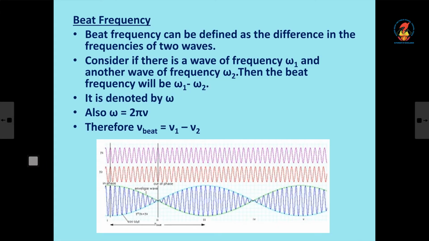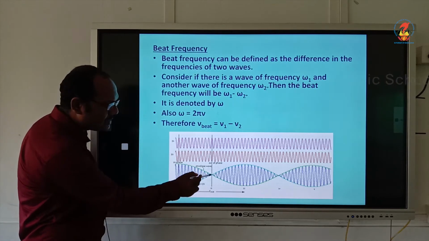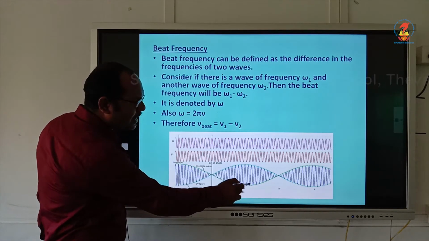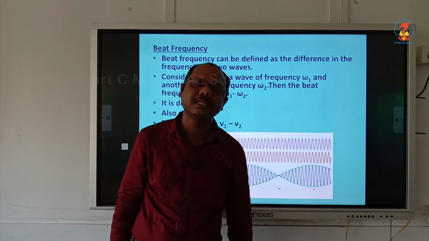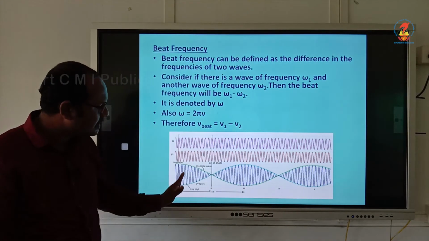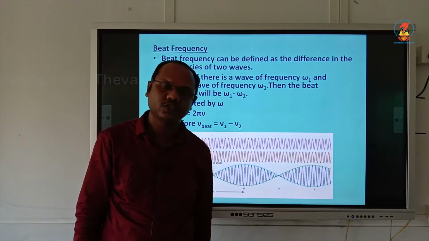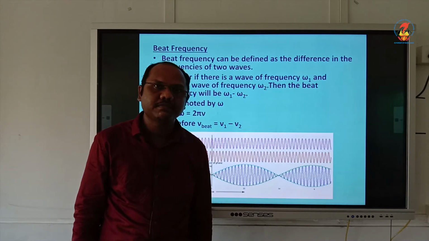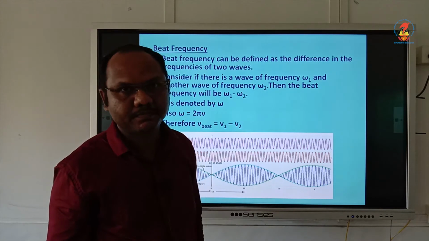When they superimpose, you can see there is a variation in the sound. There is maxima at one point and minima at the other point. That means in this region you will get a high amplitude of sound, and in this region low amplitude, and here again high amplitude, low amplitude, high amplitude, low amplitude, like that it will go. So, maxima, minima, maxima, minima, like that it goes. Okay. So, one maxima and one minima, that is called one beat.